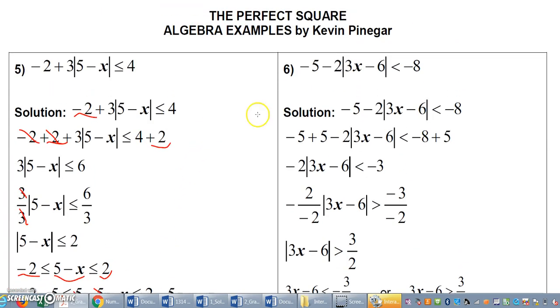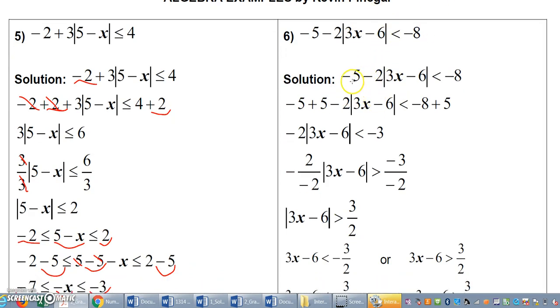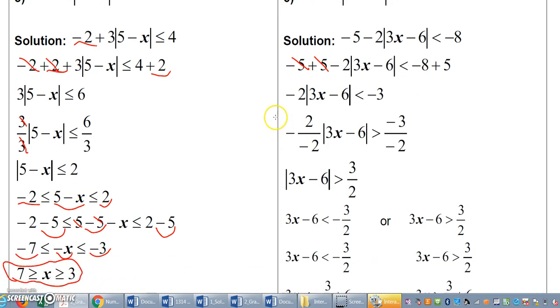Okay, let's do this one. On this one, same concept. I want to isolate the absolute value expression. First thing I want to do is get rid of this minus 5 right here. So I'm going to add 5 to the left of the inequality and 5 to the right of the inequality. And so if I add 5 over here, it's going to cancel the negative 5. And if I add 5 over here, I'm going to get negative 8 plus 5 is negative 3.